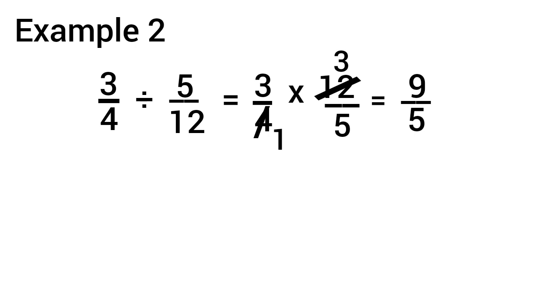That gives us 9 over 5. When we divide further, we will have one whole number, 4 over 5 as our answer. That's how to solve division of fractions.